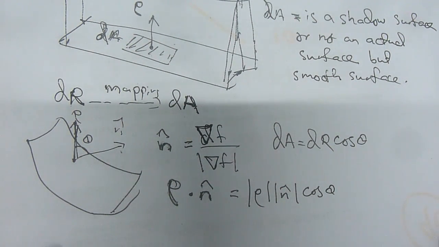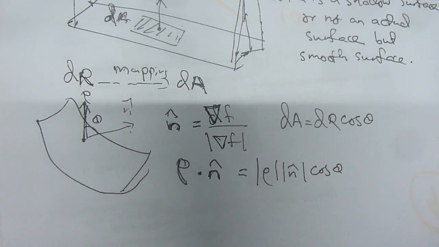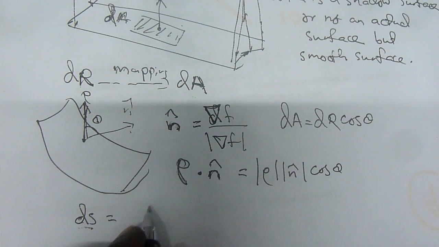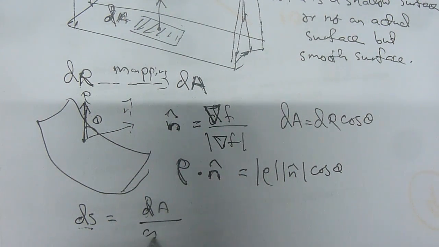The formula that I'm going to introduce to you now: dS, the small s, which is the surface calculation, can be defined as dA. Here dA is not the actual shadow we are referring to, but a smooth one, because we just take it as smooth. Divide with the cos theta.